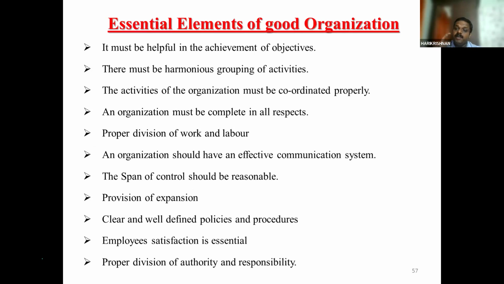Work and labor should be divided properly. An effective communication system should be there. The span of control should be reasonable. So there will always be a provision of expansion, and clear and well-defined policies and procedures. Employee satisfaction is necessary. Proper division of authority and responsibility. So there is an important term over here: clear and well-defined policies and procedures. Also the provision of expansion.